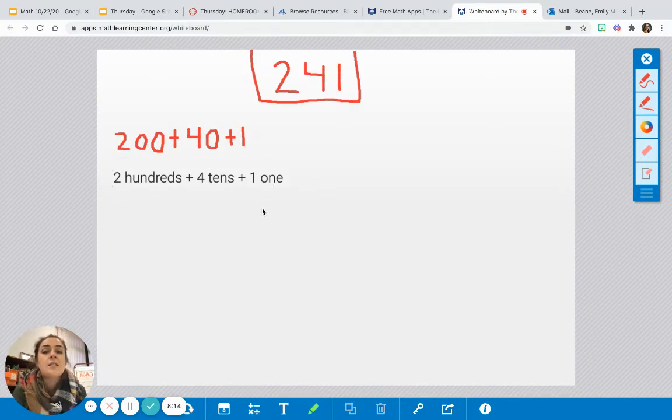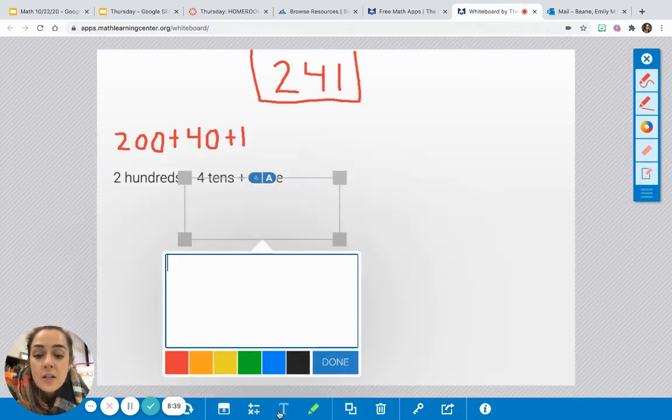Now here's where it gets a little tricky. I want you to think, how many tens are in one flat? So I know that there are 10 cubes in one stick, but how many sticks are in one flat? There are 10 sticks in one flat. So sometimes I can break that apart. And so if I wanted to write this in expanded form again, what if I only have 100? I have 100, but I'm still making this number.